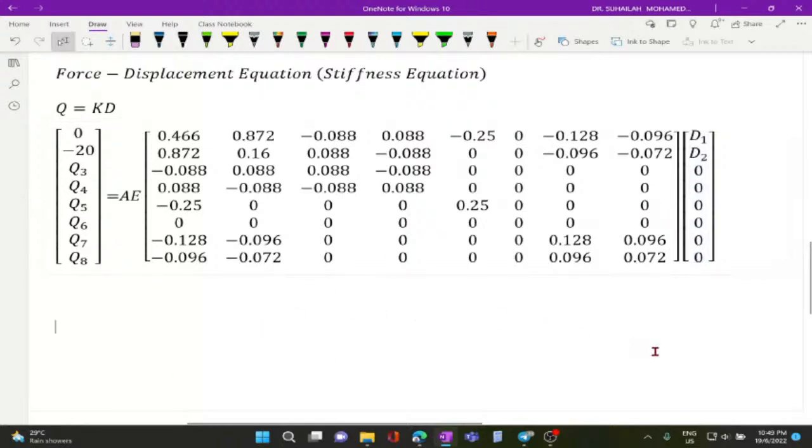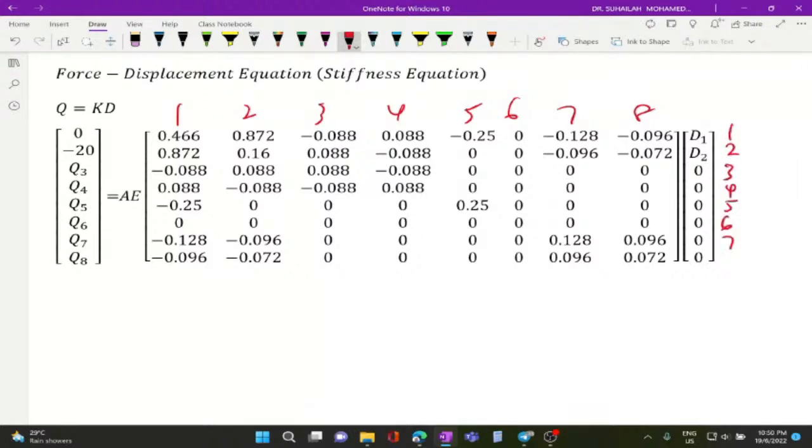Okay, so this will be the equation. This is the force displacement equation. 8 positions, representing position 1, 2, 3, 4, 5, 6, 7, 8. So this is called the stiffness equation.